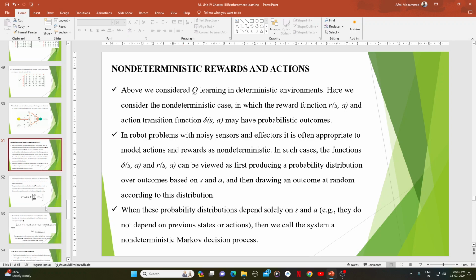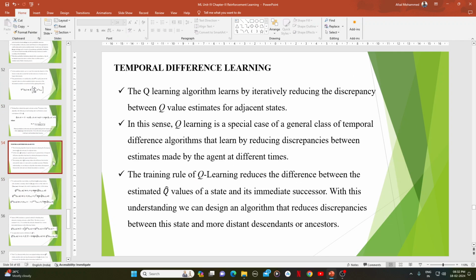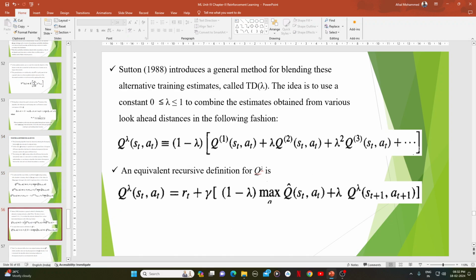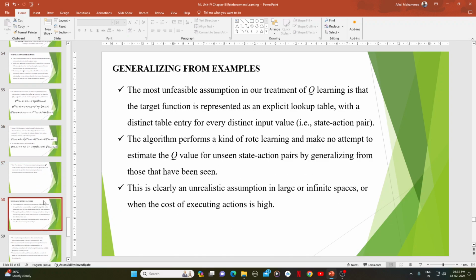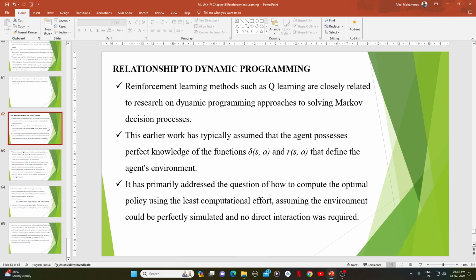Some non-deterministic rewards and actions, some theory part is there that you can go through, and temporal difference learning, that also you can go through after understanding Q learning and the reinforcement learning process. These theory concepts you can easily go through and easily understand.